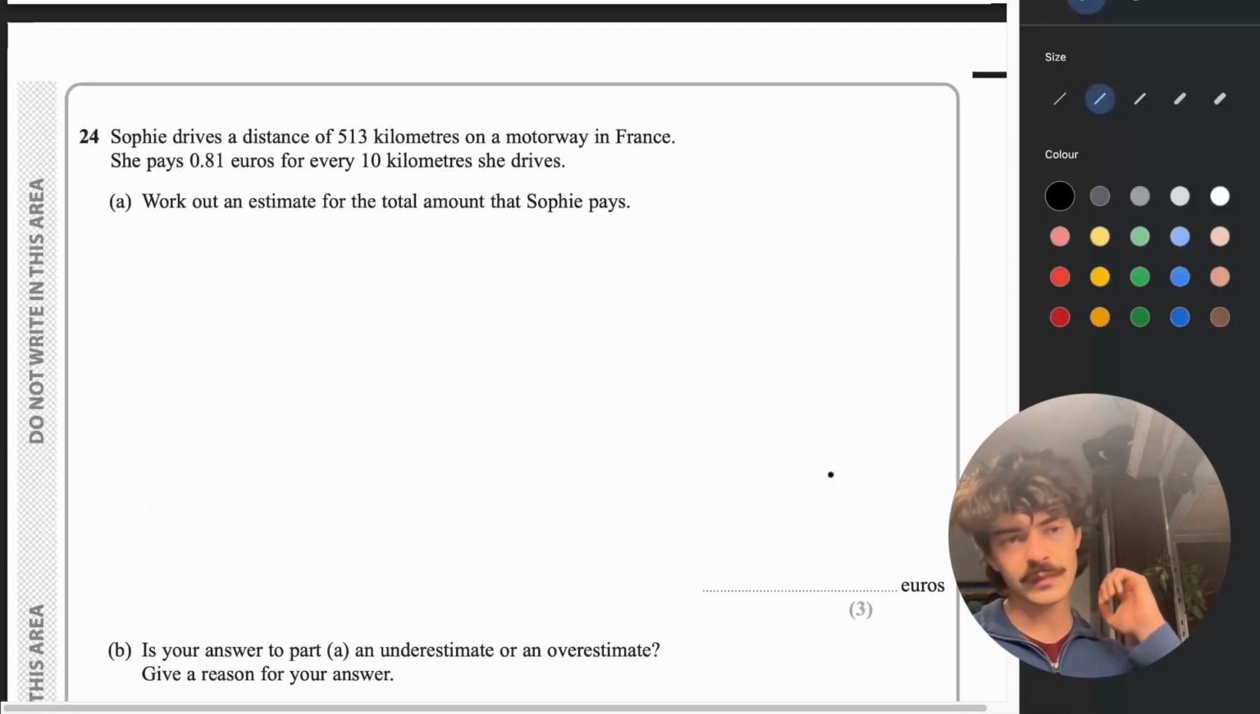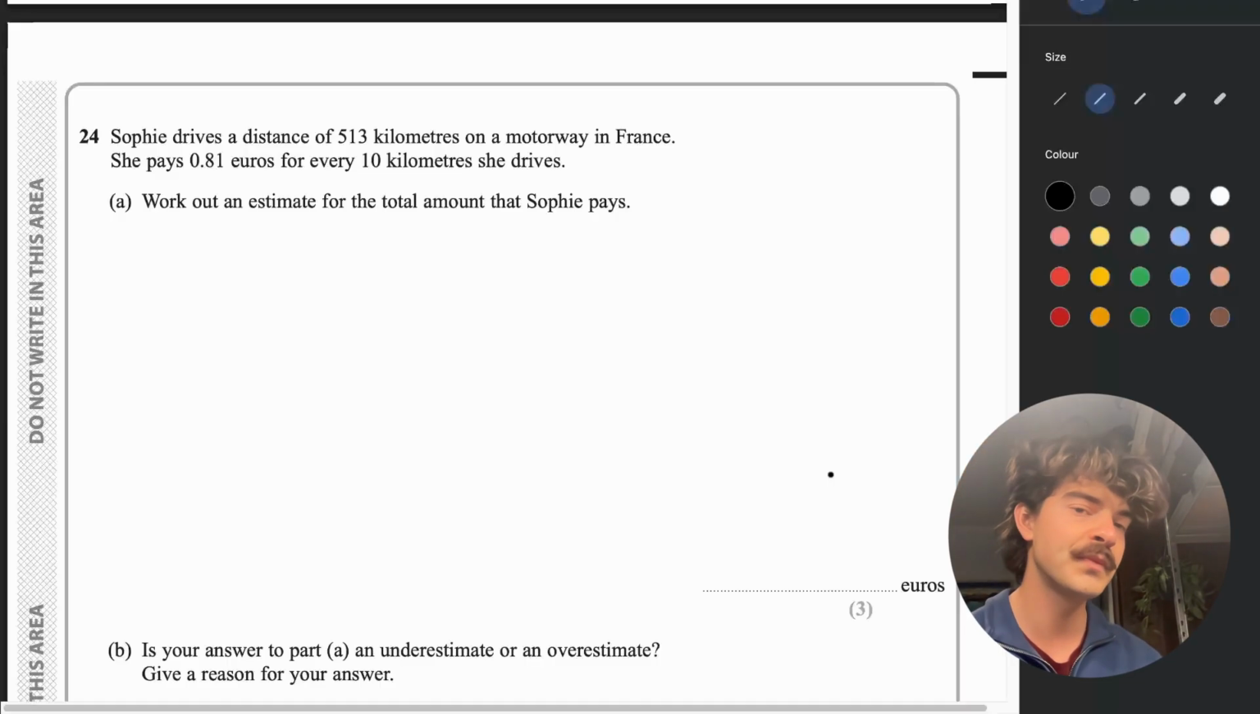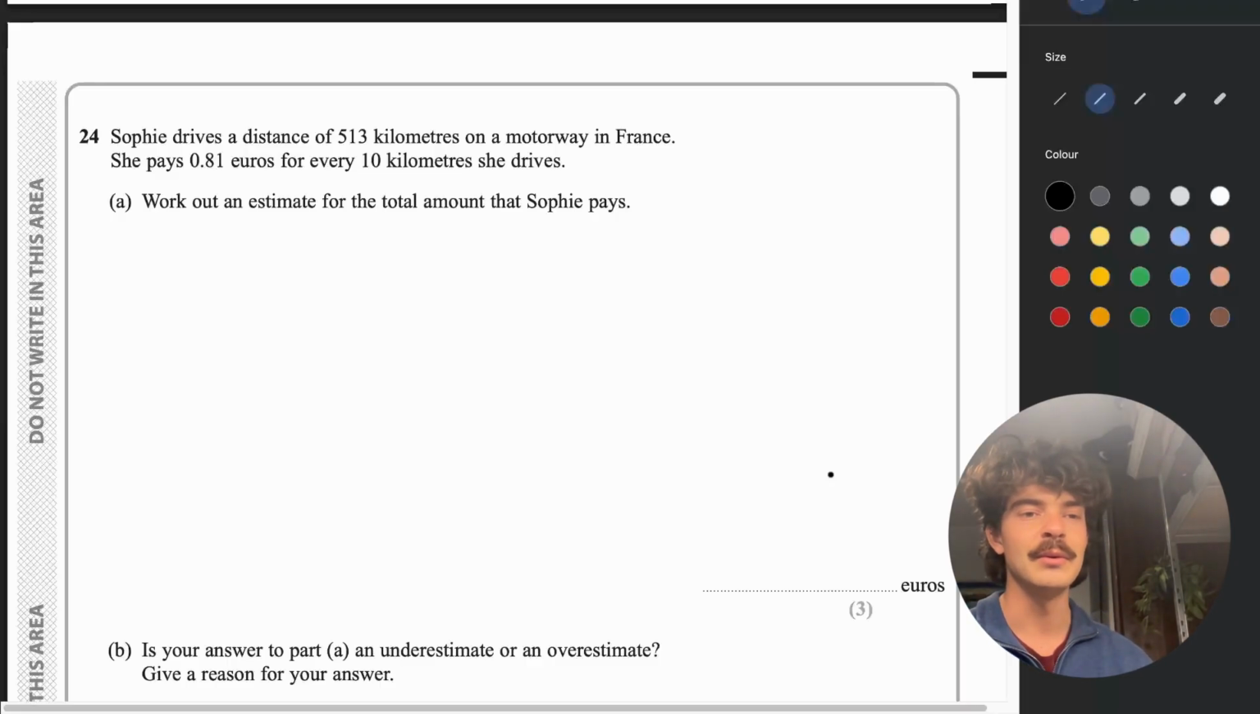Okay. Next up, we have Sophie driving a distance of 513 kilometers on a motorway in France. She pays 0.81 euros for every 10 kilometers she drives. Work out an estimate for the total amount she would pay. Cool. So the trick for these is we can typically round to the first significant figure.